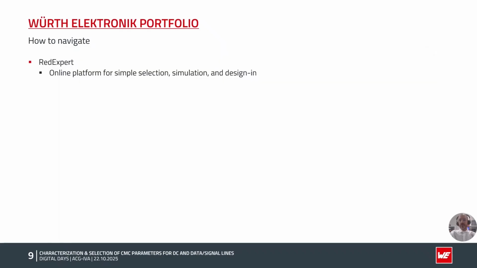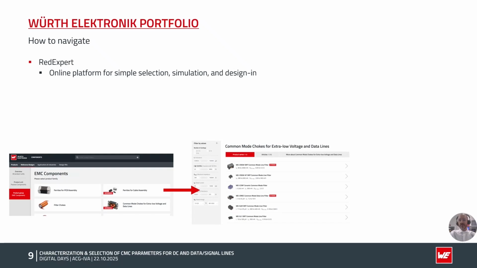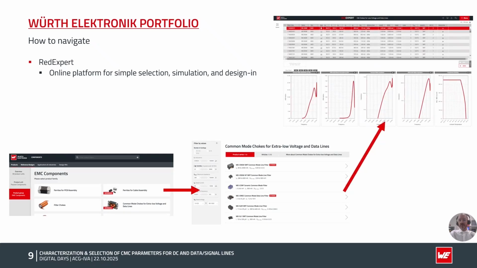To access our common mode choke portfolio, just visit our website under EMC component, then navigate to CMC for data line and low voltage. There you will find all the series clearly indicating whether they are bifilar or sectional, along with their electrical parameters. For a more detailed overview and easy benchmark, you can use our platform RedExpert. We will show you how the tool works later in a practical example.